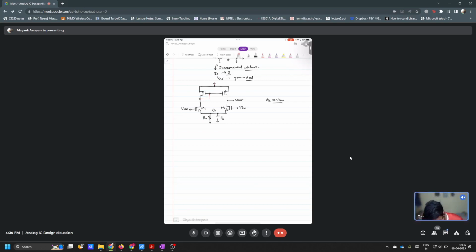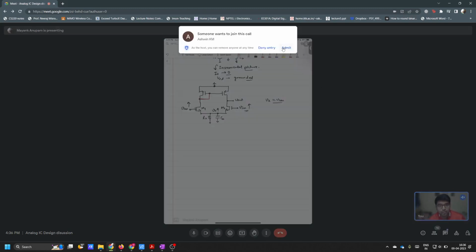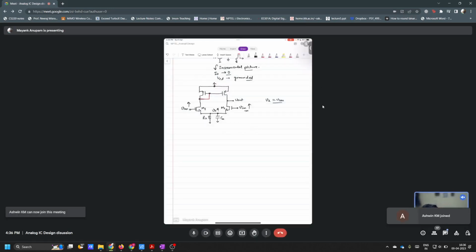Let's think logically. If VCM is increasing, and Vx is also equal to VCM, in that case what should happen? No current should change through M1 and M2, right? If Vx is equal to VCM, then basically the overdrive is not changing. Yes. But if overdrive is not changing through M1 or M2, then the current through M1 or M2 should not change, isn't it? But do you think that can happen?